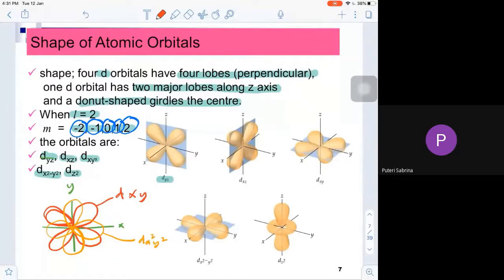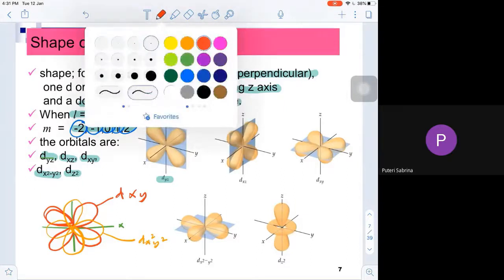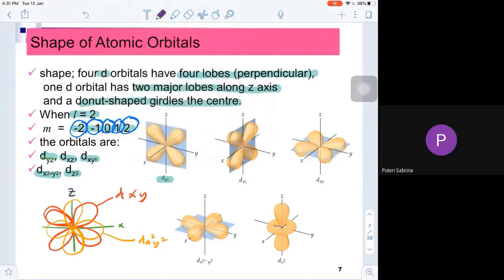If let's say you want to draw the xz, you can use the same axis. You just label differently, x and y, so now you turn it to x and z. So this orbital now becomes the xz, because the lobes are between the x and z axis. We know that they are 90 degrees to each other and they are not static. They can roll, so you can change the axis as long as they are 90 degrees.